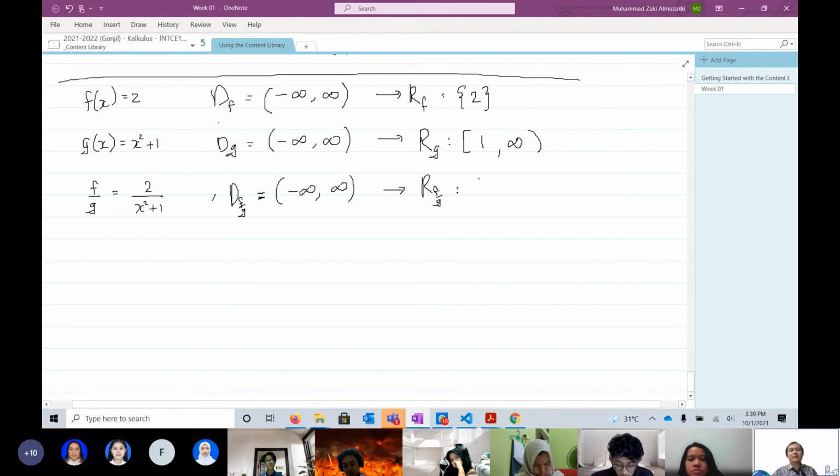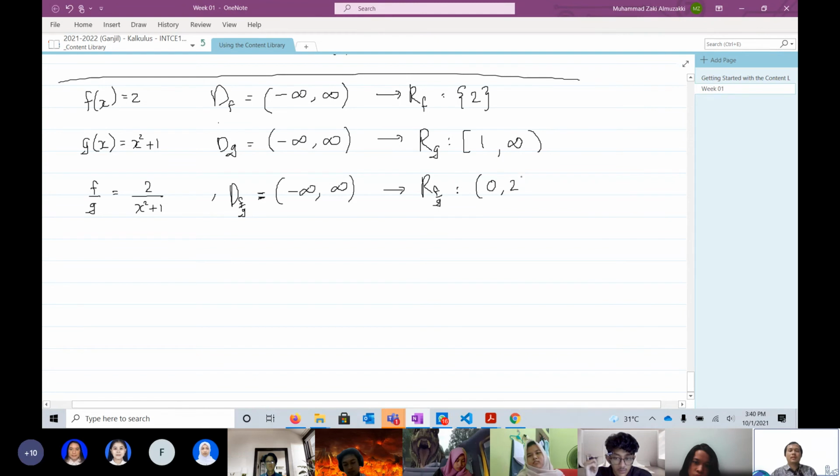The range of f over g is from 0 to 2. 0 is not included because the value cannot be 0. So let's see if x is equal to 1. Oh, sorry, from 0 to 1. If x is equal to 1, no, from 0 to 2.